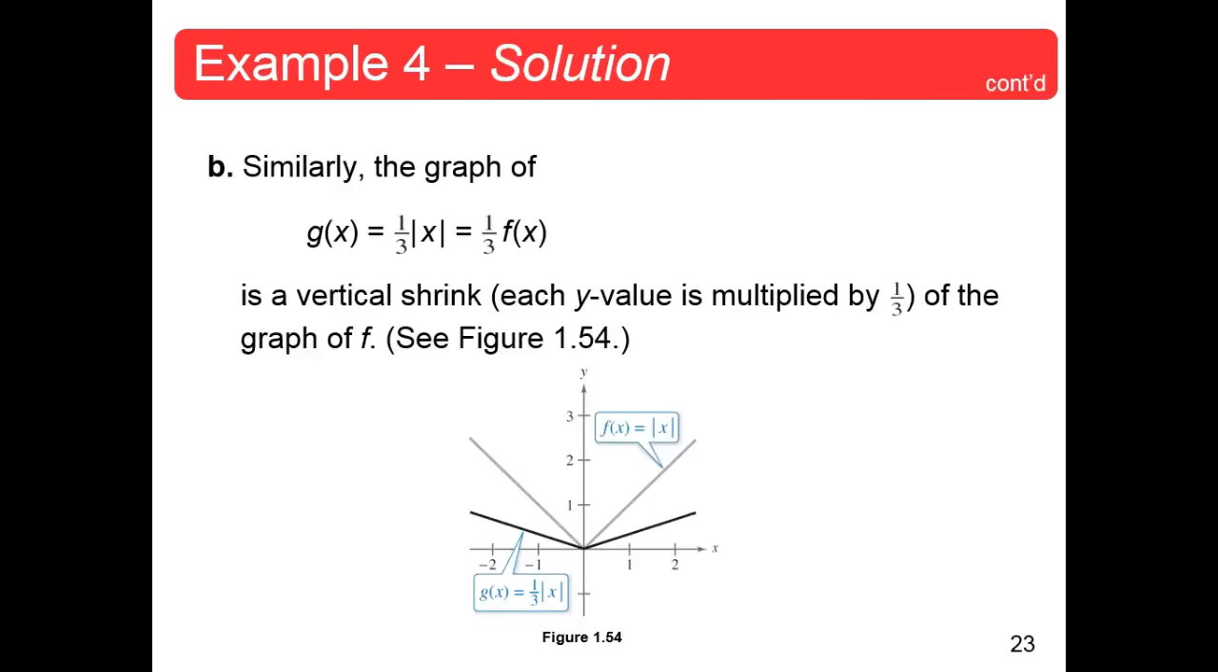And the second time, you multiplied by 1/3, which was decreasing. So it was a vertical shrink. And so this 1 became 1/3, 2 became 2/3, 3 became 1, and so on. This 1 became 1/3, this became 2/3.